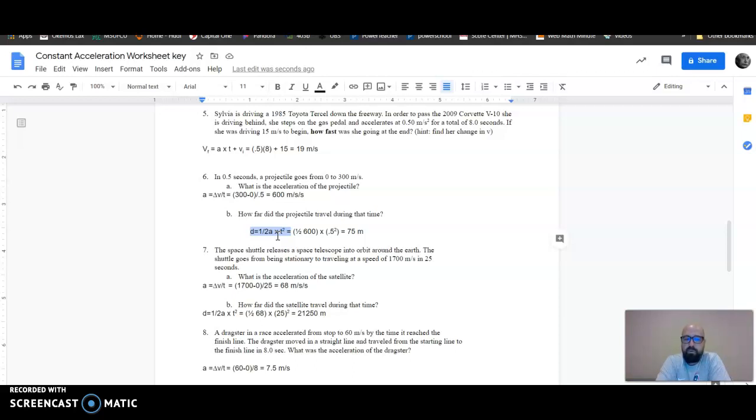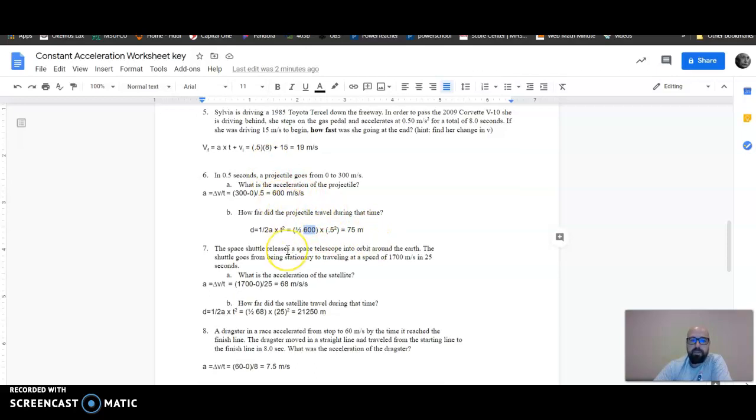So that distance formula is for when something is accelerating. If it's not accelerating, if we have a constant velocity, then we would do average speed times time, or average velocity times time, to figure out the distance. But if it's accelerating, use this equation right here. And so then it took my 600 here, and I had to plug that in down here for this equation. So it's 1/2 of acceleration times time squared to get that answer.